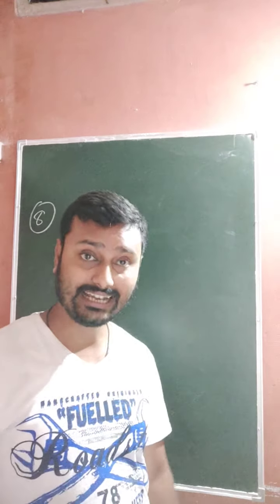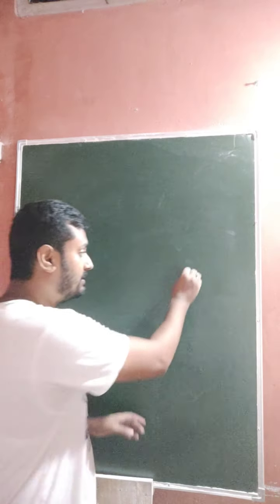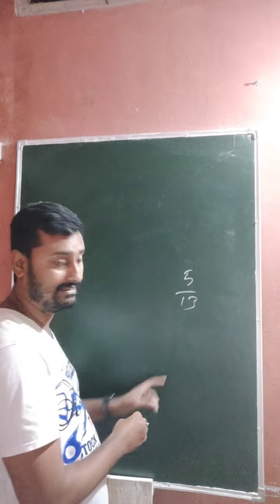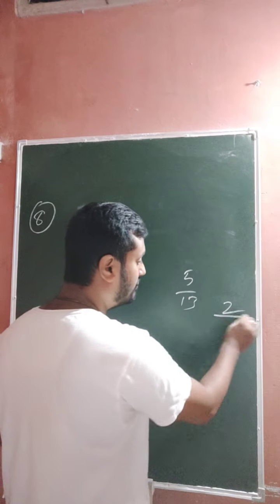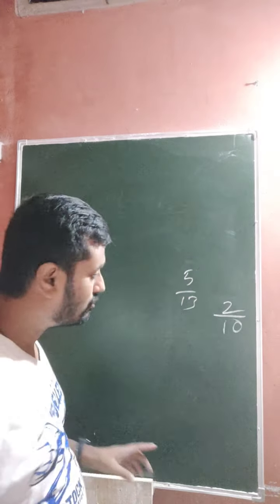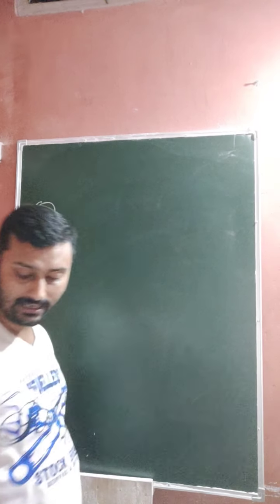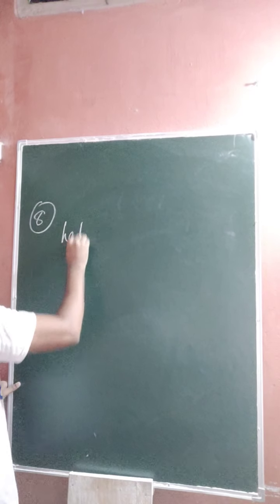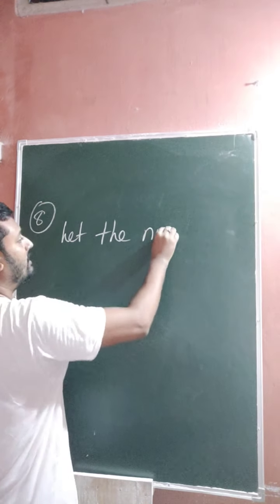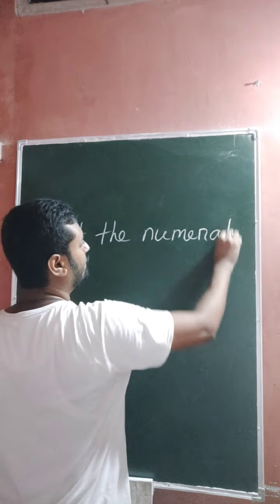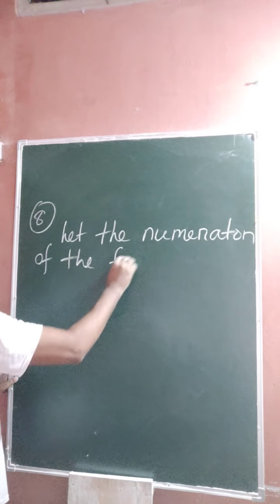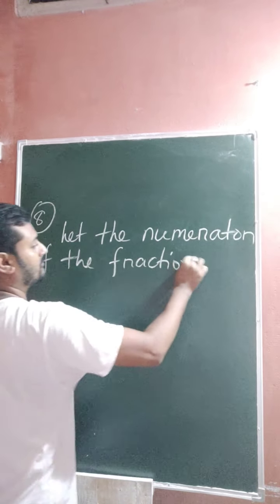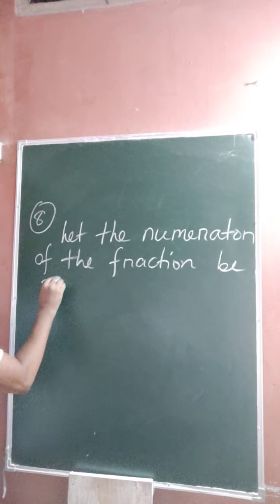If the numerator is 10, the denominator will be 18. If the numerator is 5, the denominator will be 13, like this. That is, this is 8 greater than this. If the numerator is 2, the denominator will be 10, like this. Okay. So in this case, the numerator is smaller than the denominator, so that is why we take the smaller one as x. Okay. So let the numerator of the fraction be x.